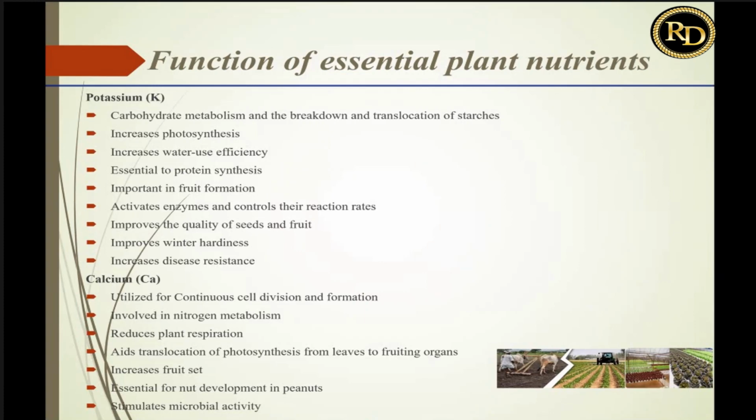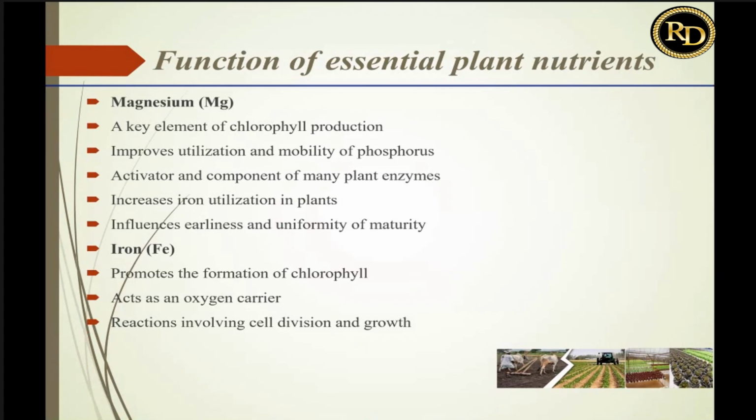Potassium is also responsible for disease resistance as well as drought resistance. These are very basic things which you should know. Magnesium is directly linked with chlorophyll, and that's how it is associated with photosynthesis. Iron acts like the hemoglobin in a human body: it is a carrier of oxygen for the plant.